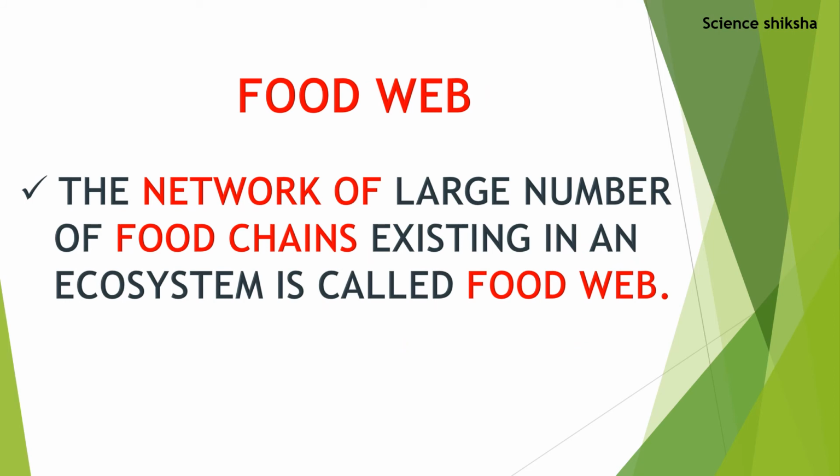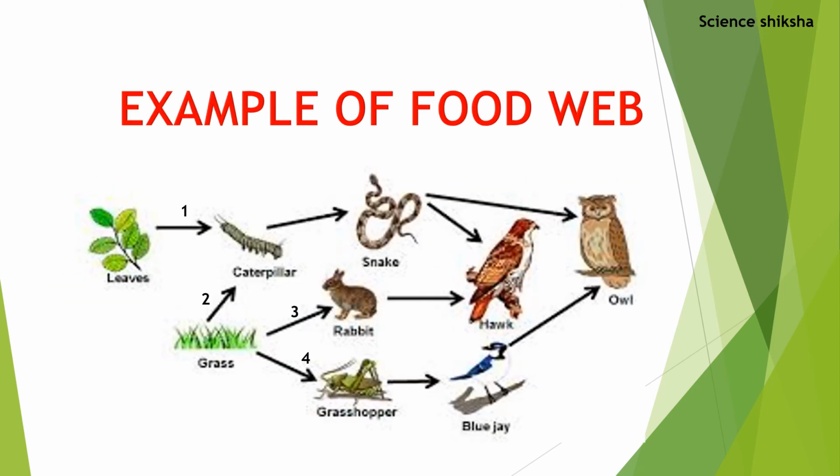Next comes food web. The network of a large number of food chains existing in an ecosystem is called food web. This can be explained by a simple food web. Here, four food chains are interlinked with each other.